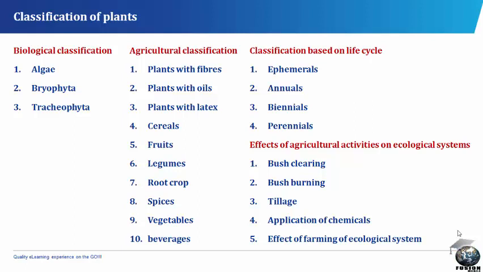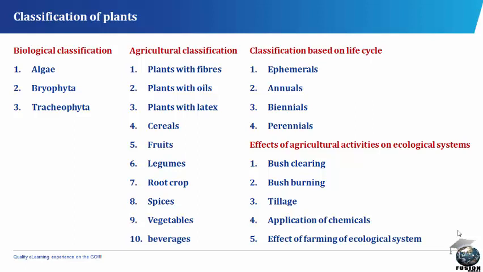For biennials, these are flowering plants whose life cycle lasts 2 years. Examples are onions and carrots. For perennials, these are plants with more than 2 years life cycle. Examples are oil palm tree, mangoes, cashew tree, oranges, and guava trees.